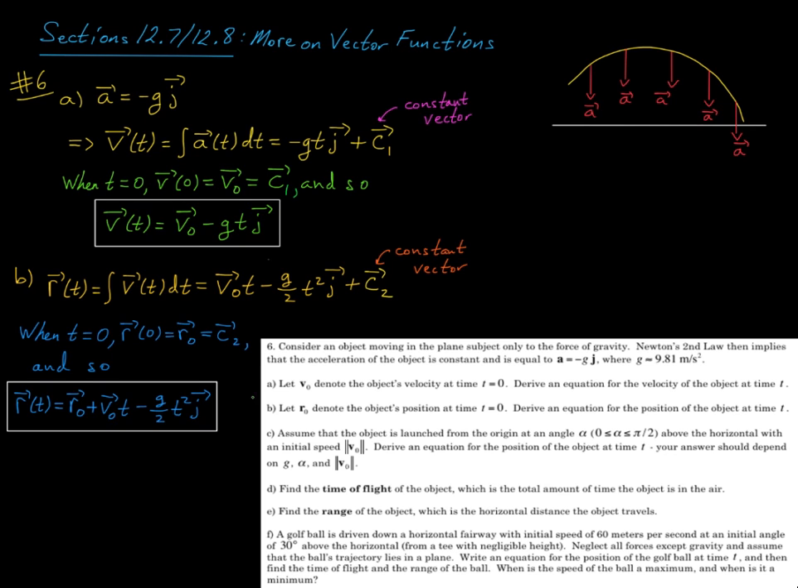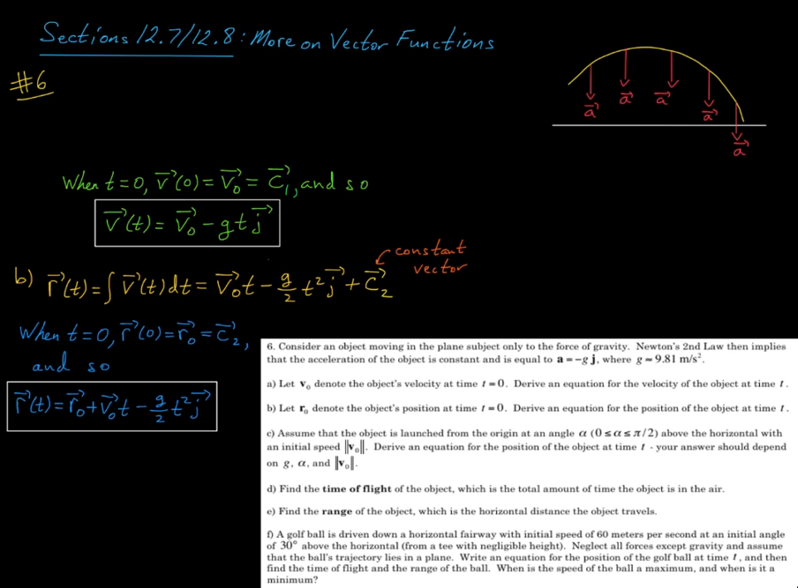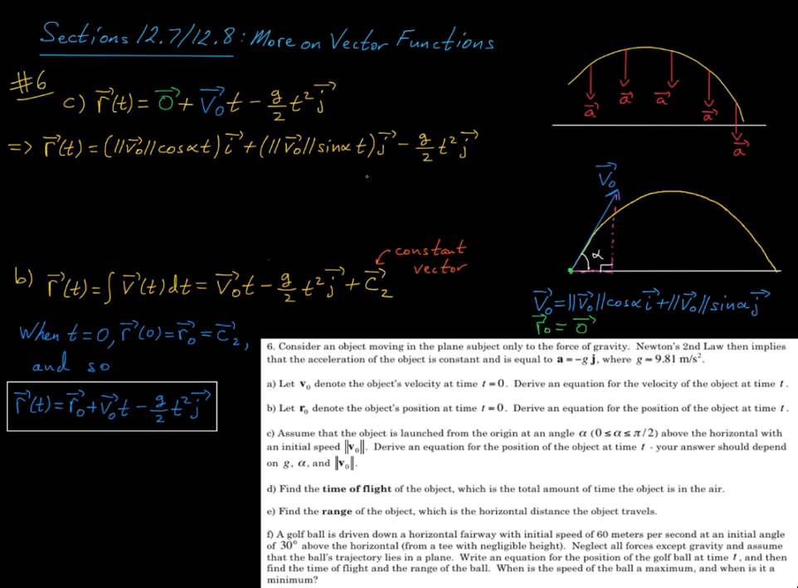Okay, great. Now for part C, it says assume that the object is launched from the origin at an angle alpha, where here alpha can be anything from 0 to pi over 2 inclusive, above the horizontal with an initial speed, which is just the magnitude of our initial velocity v sub 0. Derive an equation for the position of the object at time t. Your answer should depend on g, alpha, and the initial speed. I'm going to make a little space here. We're just going to make use of our result that we just derived in part B.